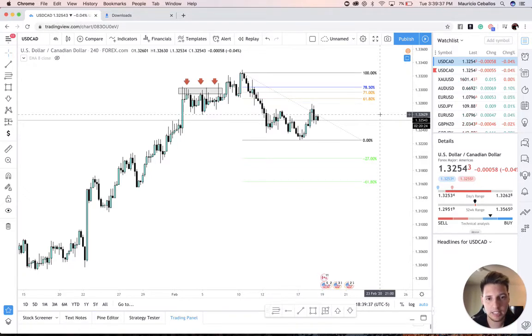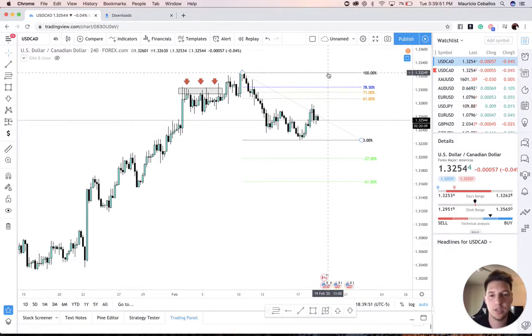Now understand that at the 78.5, there should not be any closures of candles. There should only be wicks in that area, so you should only see rejection. If you see any candle close at the 78.5, do not take the trade, because more than likely you're going to retrace more to at least 100, or continue going in this direction to the upside.